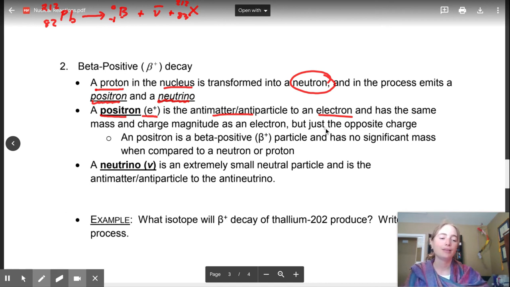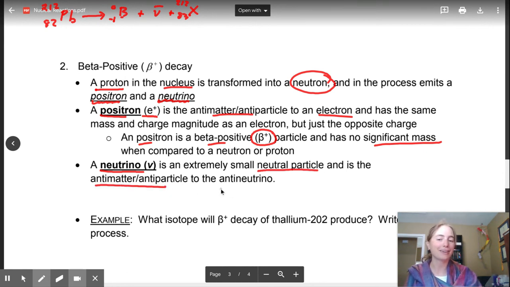And a positron, beta positive, that's its symbol, or e positive. It has no significant mass compared with a neutron and a proton, same idea as an electron. And a neutrino is once again an extremely small neutral particle, and it's antimatter to the antineutrino. As I mentioned earlier, even though they're neutral, the tiny leptons they're made of are just the opposite types of leptons.